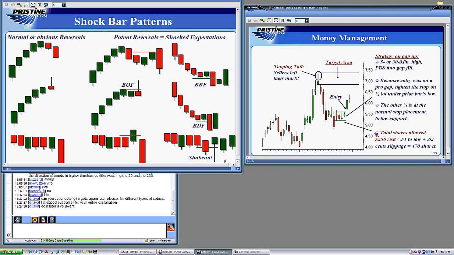Okay. So now we have to reduce the share size, right, based on a higher entry point, because we want to get back to this $250 risk. Okay. So now we've got 51 cents to that low. We had 2 cents for slippage. And we're down to 470 shares, and you can round it out, right, and just say 500 shares.